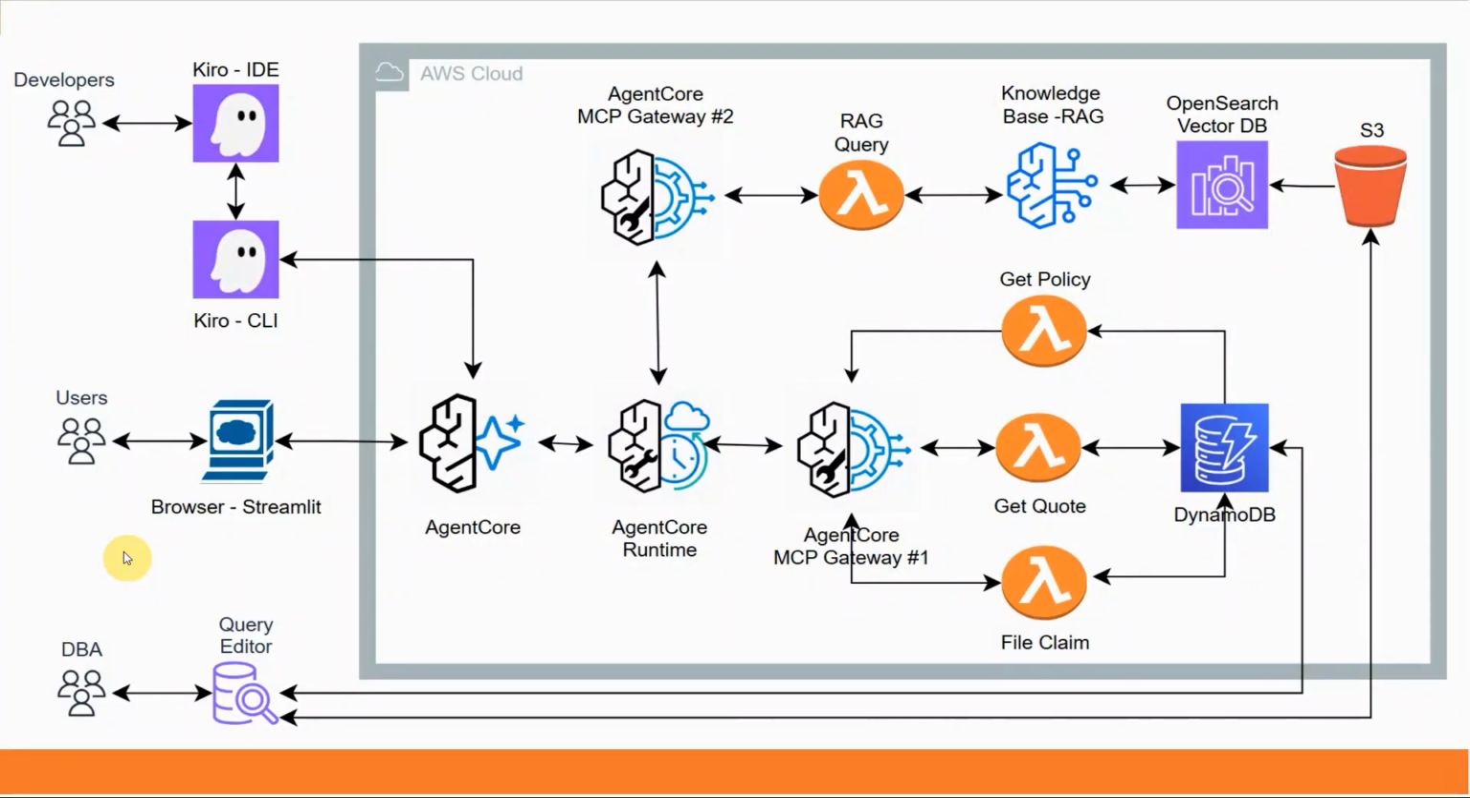To summarize what we did in this workshop, we created these 3 Lambda functions: get policy, get quote, and file claim. In the next workshop, we are going to set up the AgentCore MCP Gateway in order to access these 3 Lambdas. So let us see you in the next workshop.